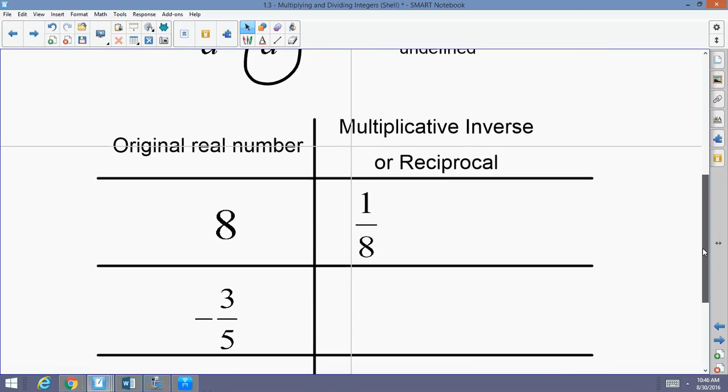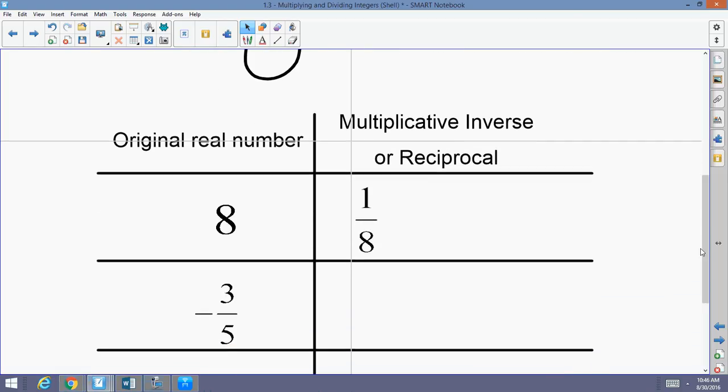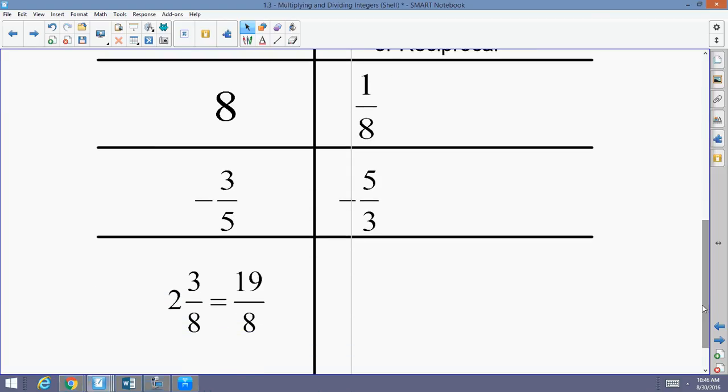If I have negative 3/5, what would my reciprocal, or what would my multiplicative inverse be, gentlemen? Come on, say it loud and proud. Yeah, good job, guys. Negative 5/3. Excellent. And then in this case, remember that we did the additive inverse with this.